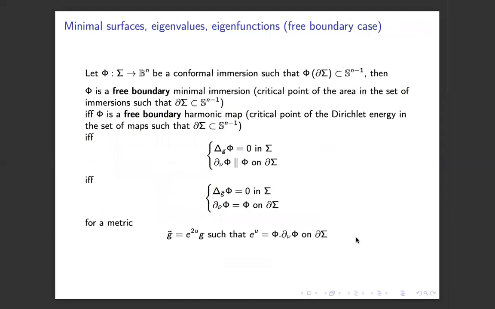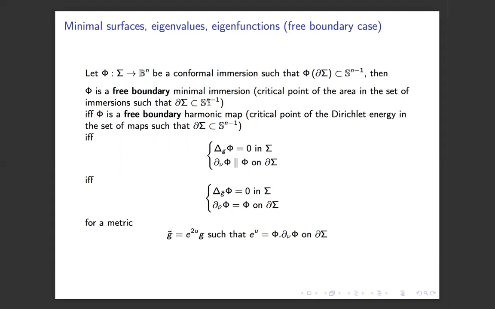In the free boundary case, we have the same kind of property. If you take phi a conformal immersion such that the boundary is sent into a sphere, then phi is a free boundary minimal immersion. That is, it is a critical point of the area in the set of immersions such that the boundary is sent into the sphere.